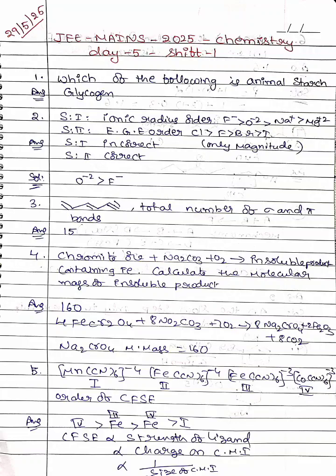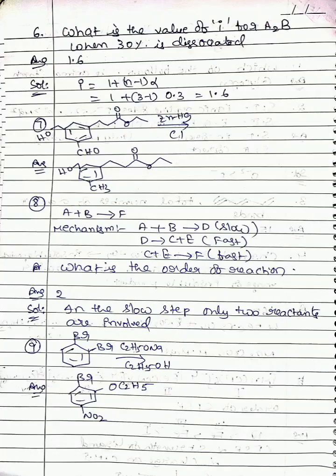than 1. Next one, what is the value of i for A to B when 30% is dissociated? If you know the formula, you can easily substitute and calculate the Van 't Hoff factor i, that is 1.6. This time they have asked direct questions. If you know the formulas, you can easily substitute and you can easily get the answers. This time this phase is very easy regarding chemistry.